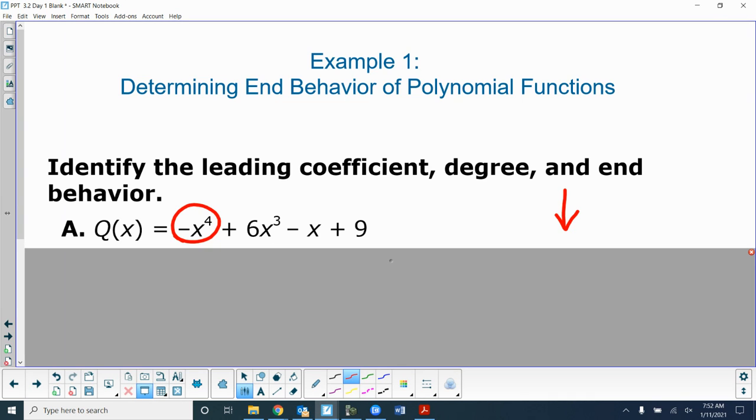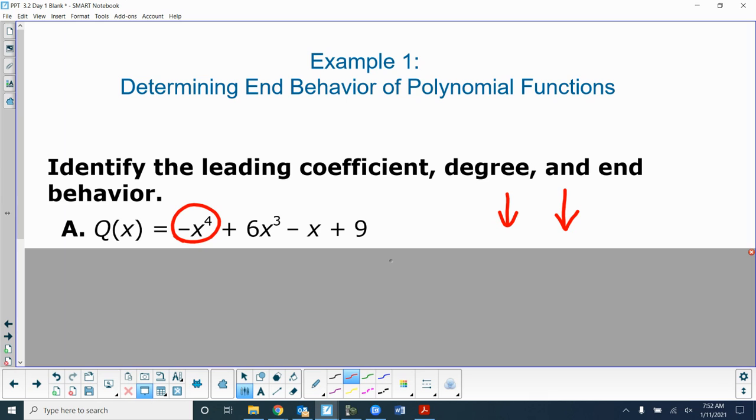Look at my degree. Is that an even or an odd number? Even. If the degree is even, they're going the same direction. So the one on this side is also going down.